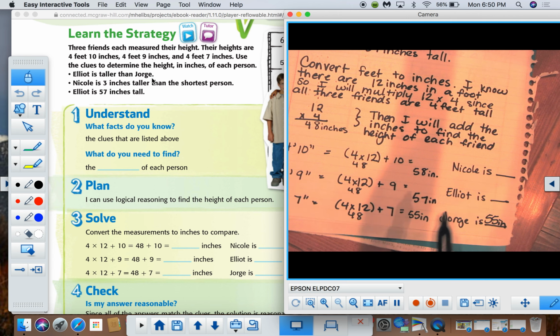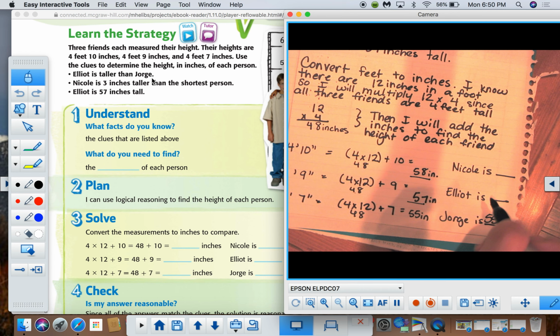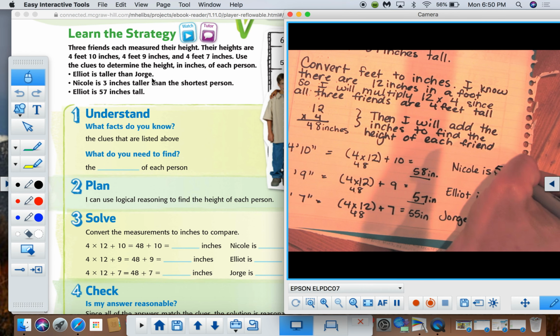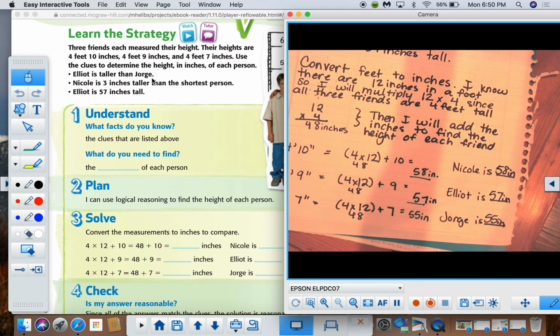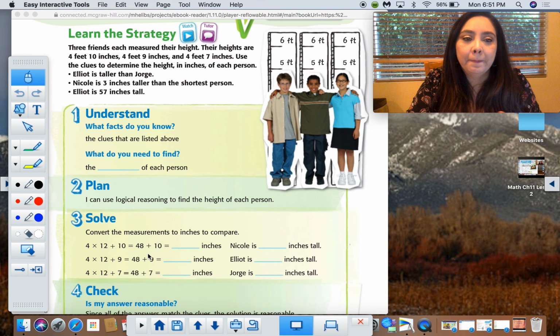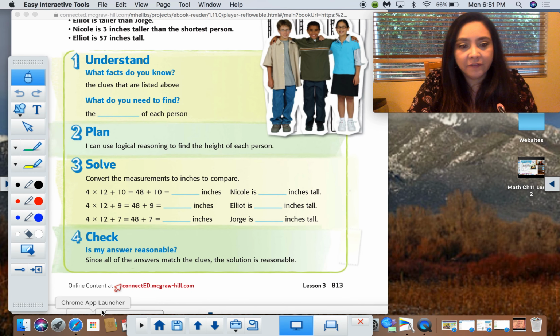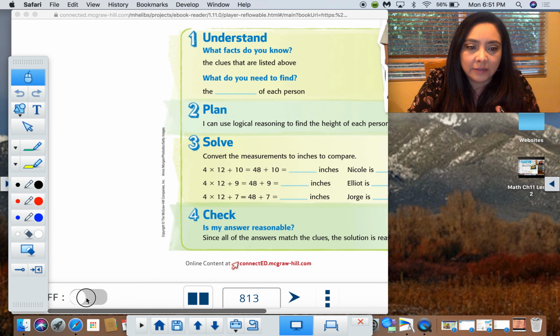And I know that Elliot is taller than George, and Nicole is 3 inches taller than the smallest person. So 55 plus 3, 55, 56, 57, 58. So I have 57 inches and 58. So I know that Nicole is 58 inches tall. She's the tallest. And Elliot, we know, is taller than George, standing at 57 inches tall. All right, so let's go back and look at our problem here. Check for reasonableness. Let me go ahead and turn our answers on.